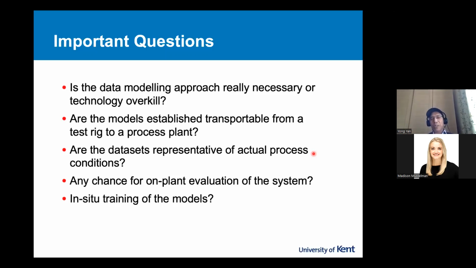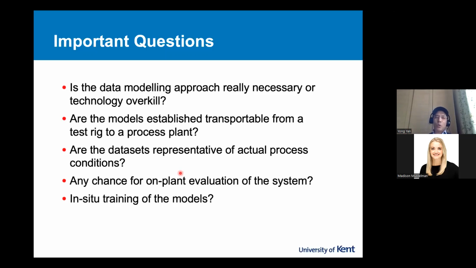So a related question, the third one here, on the data set: is the data set we use for the trend model representative of the actual process conditions? If the answer is yes, you're confident the model should perform reasonably well. If you can't answer that question, or if your data set used for model establishment is not representative of the actual process, the big question mark, your model may not perform properly.